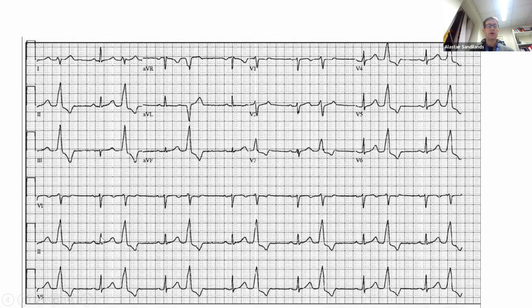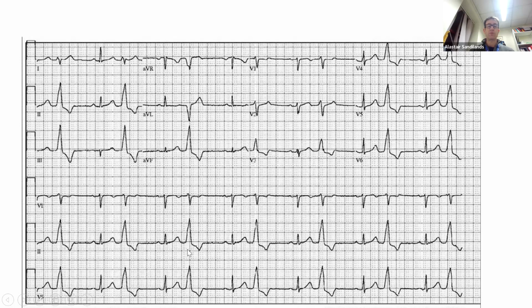So we look at the rhythm strip. We have a normal sinus beat and then a broad beat. A sinus beat, PQRST, and then a broad beat. PQRST, then a broad beat. If you look at the broad beat for a given lead, lead 2, the shape of this beat always looks the same for any given lead. In lead 1, it looks like this, the same. In lead V5, it's positive with a deep S wave.